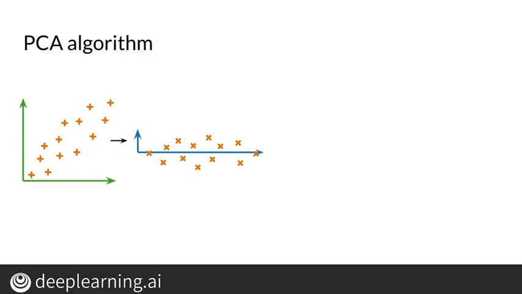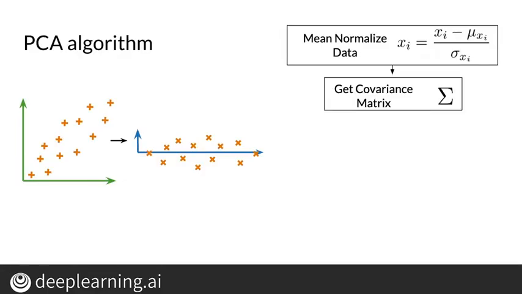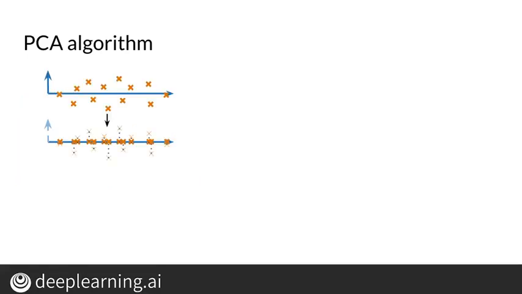The first step is to get a set of uncorrelated features. For this step, you will mean normalize your data. Then, get the covariance matrix, and finally perform a singular value decomposition to get a set of three matrices. The first of those matrices contain the eigenvectors stacked column-wise, and the second one has the eigenvalues on the diagonal. The singular value decomposition is already implemented in many programming libraries, so you don't have to worry about how it works. The next step is to project your data to a new set of features.